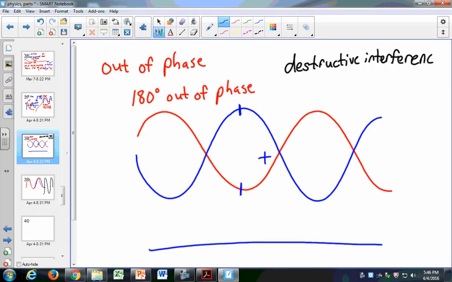Anyway, destructive interference. Destructive interference occurs when you have these peaks line up with the troughs. And in your book, it talks about noise-canceling headphones. Do y'all have a set of those at home? Maybe you do, maybe not. But what those do is they have microphones on the outside, and they sort of pick up all the ambient noise.